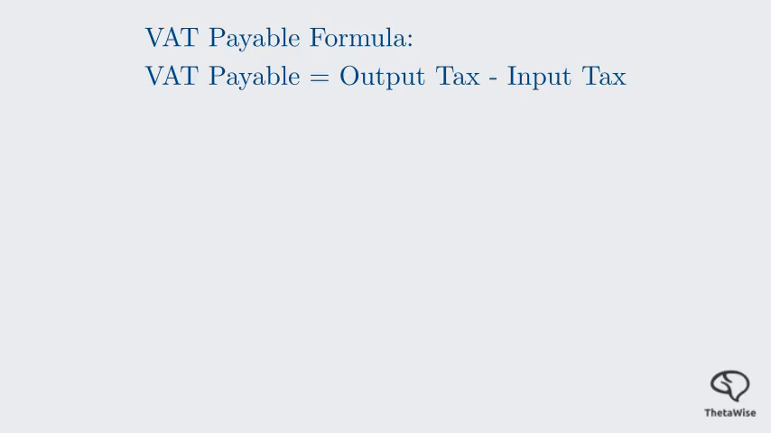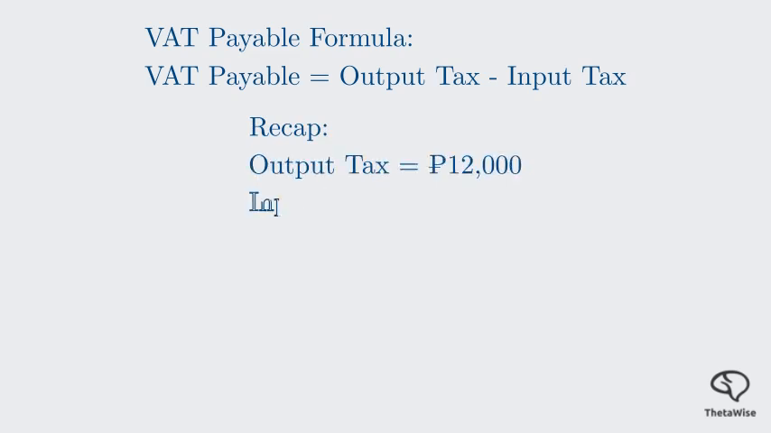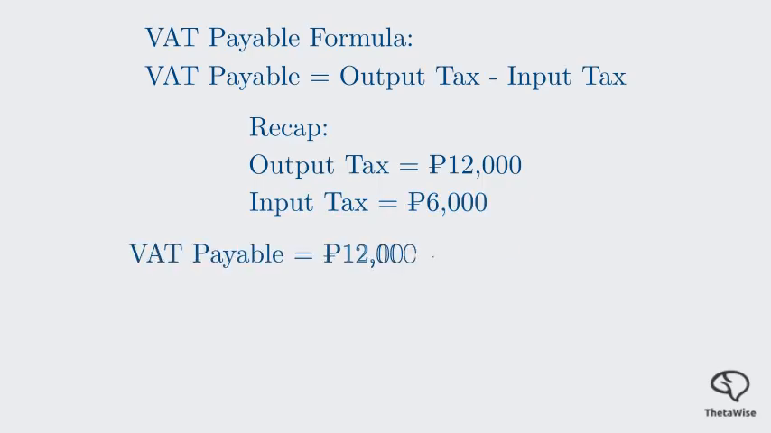Let's combine our previous examples to see how this works. In our scenario, the business collected 12,000 pesos in output tax from its sales and paid 6,000 pesos in input tax on its purchases. Using the formula, the VAT payable is 12,000 pesos minus 6,000 pesos, which equals 6,000 pesos. This is the amount the business must pay to the BIR.